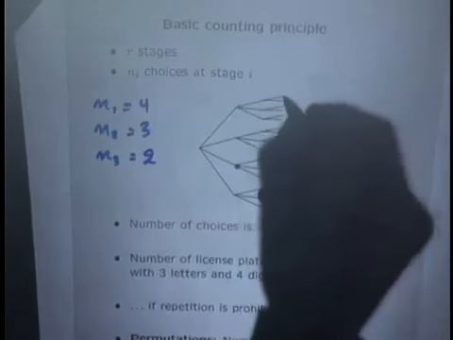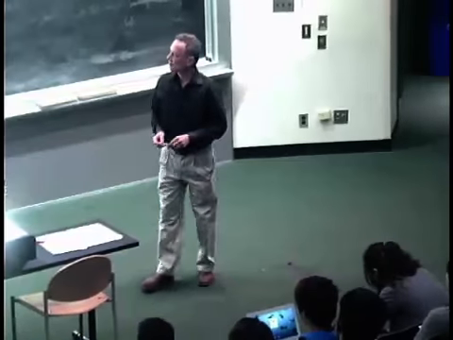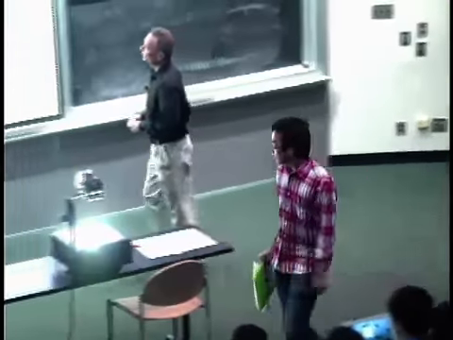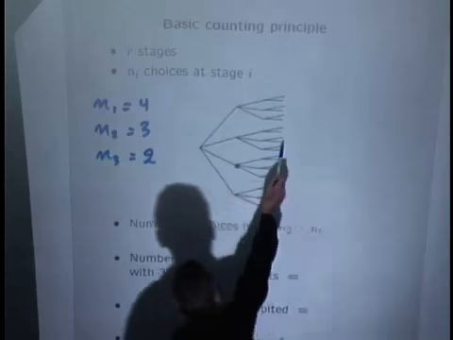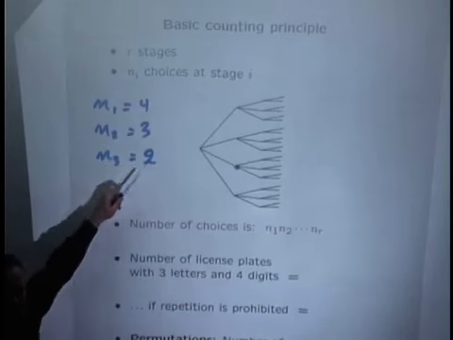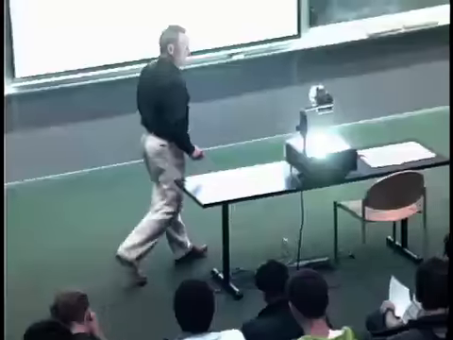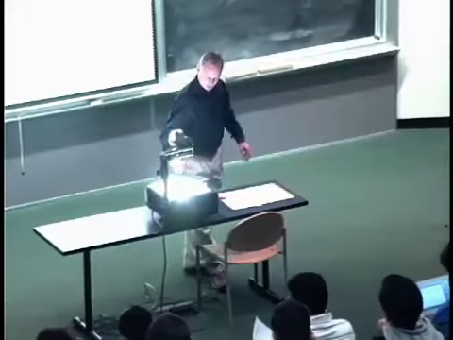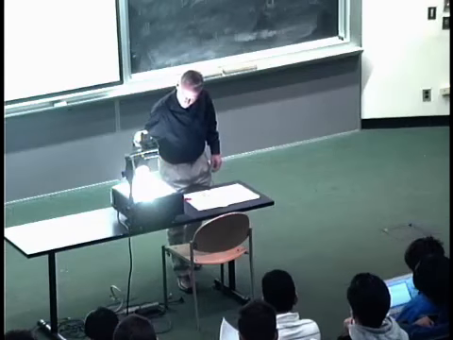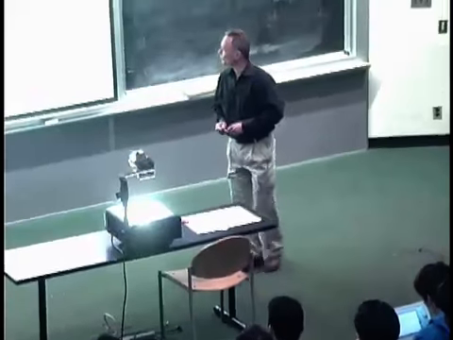So how many leaves are there at the end of this tree? That's simple. It's just the product of these 3 numbers. The number of possible leaves that we have out there is 4 times 3 times 2. The number of choices at each stage gets multiplied, and that gives us the number of overall choices. So this is the general rule, the general trick that we're going to use over and over. So let's apply it to some very simple problems as a warm-up.